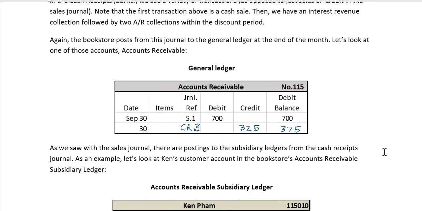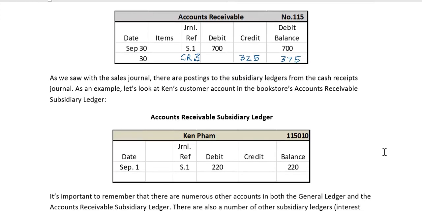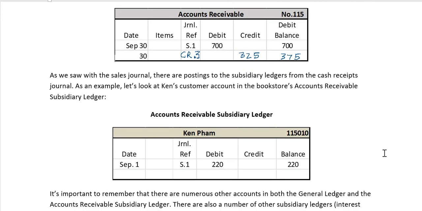As we saw with the sales journal, they are posting to subsidiary ledgers from the cash receipt journal. As an example, let's look at Ken's customer account in the bookstore's AR subsidiary ledger. So here we have, as before, old information being carried forward. We're looking at the AR subsidiary ledger of one customer, Ken, and note that we have a sale on September 1st coming from the sales journal, page 1, in the amount of $220. So this is what Ken owes to us.